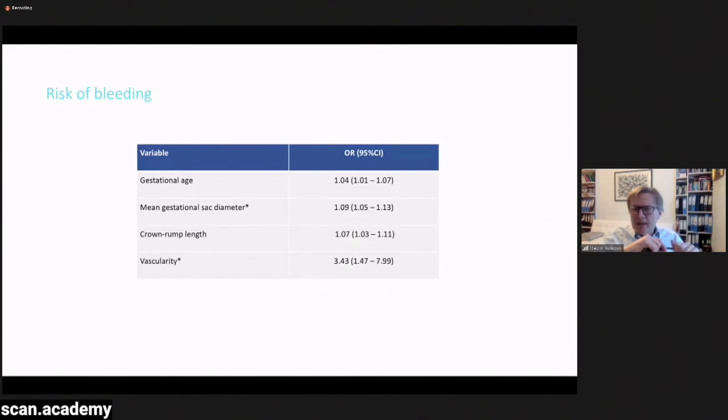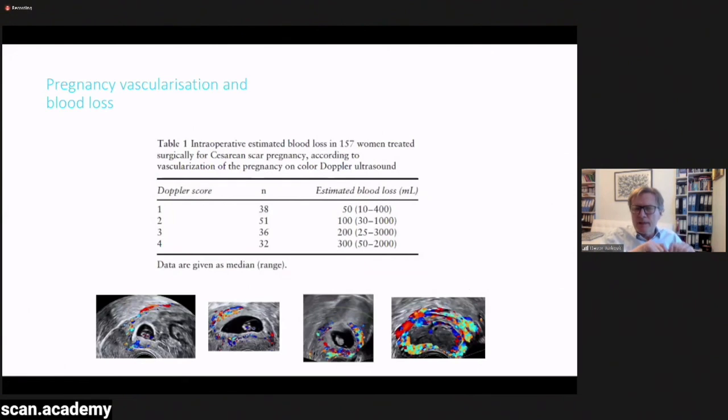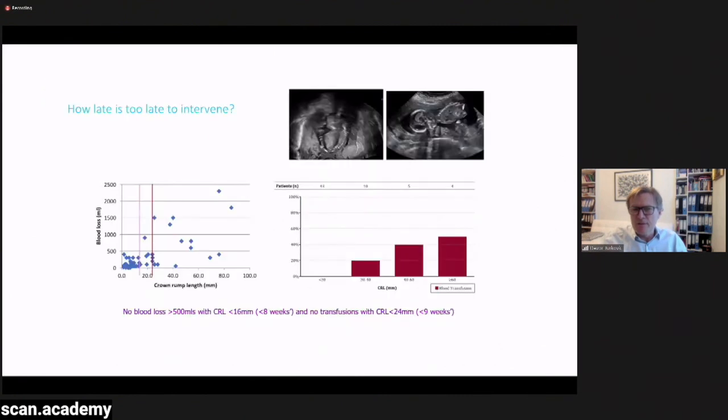What is the risk of bleeding with surgical management? It depends on gestational age. It increases with mid-gestation, sac diameter, and cranial plant. But the most powerful predictor is vascularity. If you look at the pregnancy on ultrasound, we use the IOTA-modified score of assessing vascularity using color Doppler, 1 to 4. Even if pregnancy is very small, even if it's not alive, with this blood flow, you're going to face great difficulties. You're going to face great intraoperative blood loss. So vascularity, in my opinion, is the most powerful, most important indicator of risk, even bigger than gestational age.